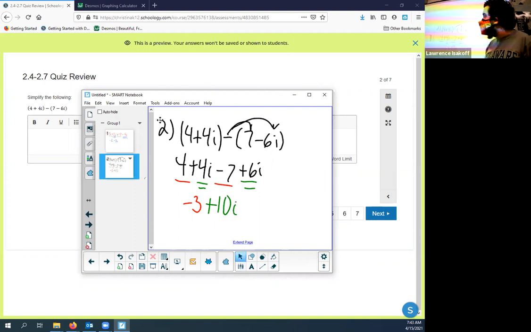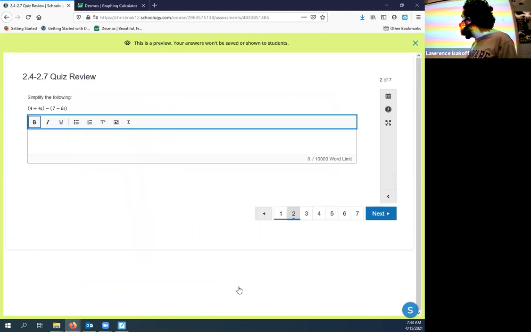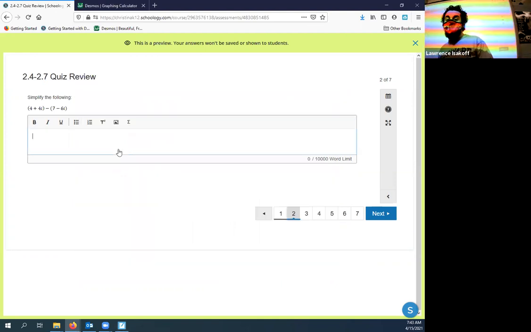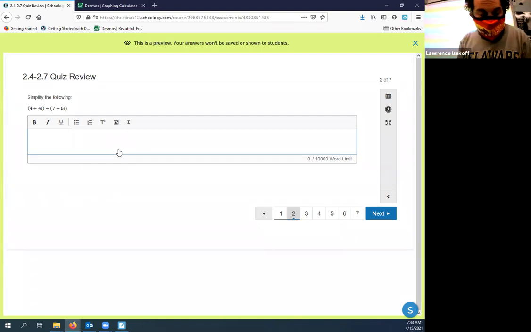Again, on all the questions, in case you're writing out your work, or you just want to take pictures and upload it, I know some of you are very much a fan of doing that. I do have the picture option here for all of them. So you can do your work that way and just upload your pictures. That's fine by me. So it was negative 3 plus 10i. Negative 3. There we go.